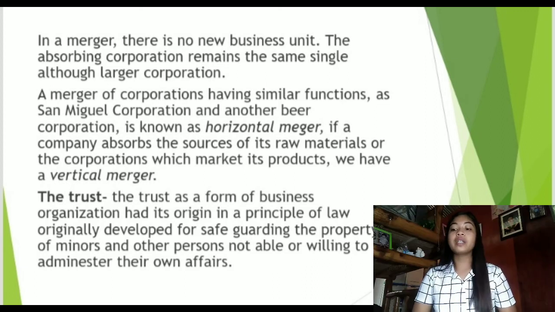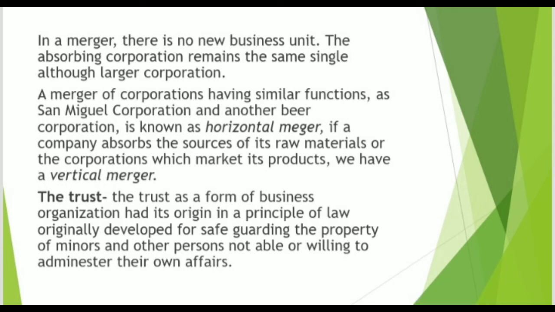For instance, when the San Miguel Beer Brewery Corporation decided to buy out its competition in the beer distillery business, a merger was effected. A merger of corporations having similar functions, like San Miguel Corporation and another beer corporation, is known as a horizontal merger. If a company absorbs the sources of its raw materials or the corporations which market its products, we have a vertical merger. The trust.